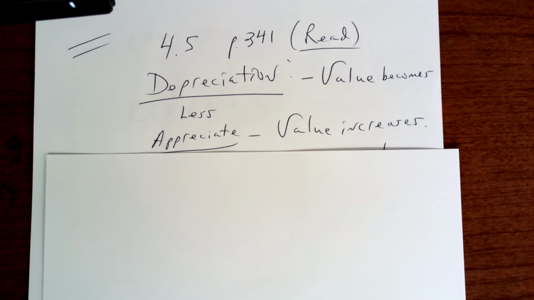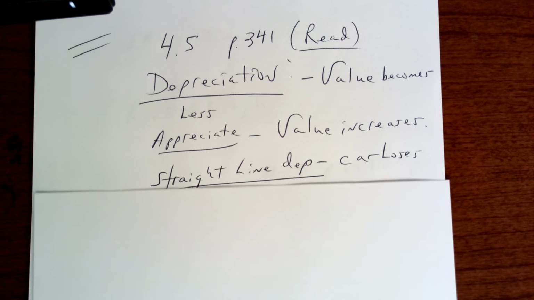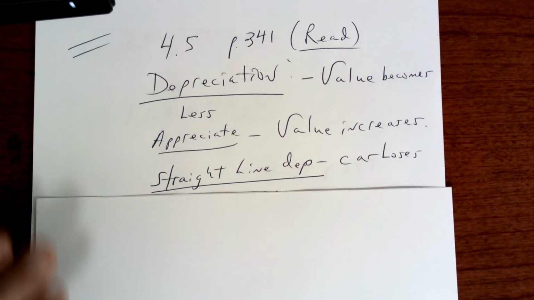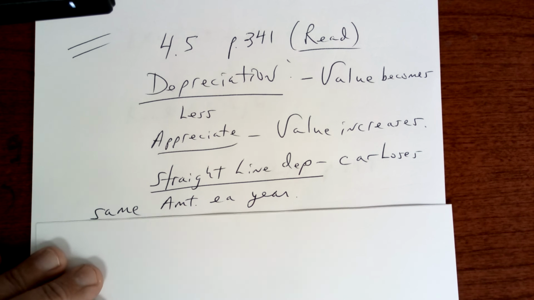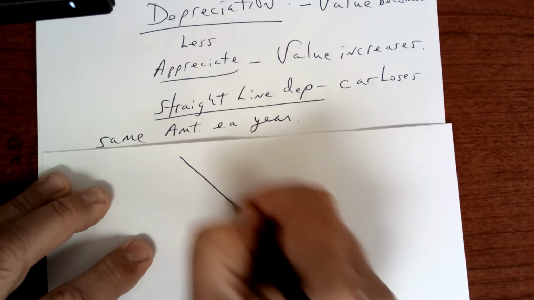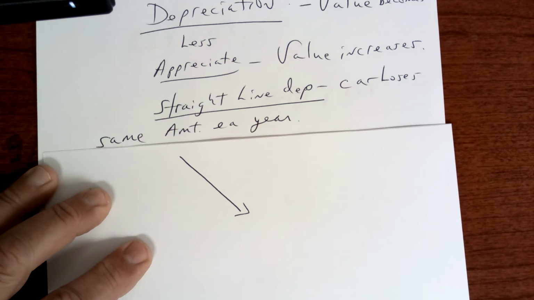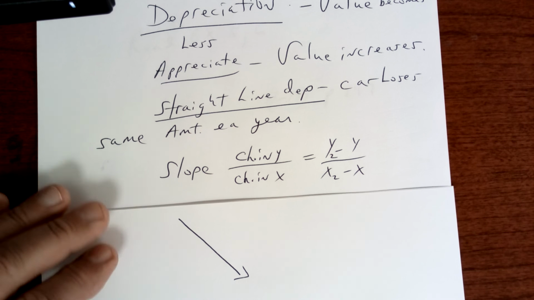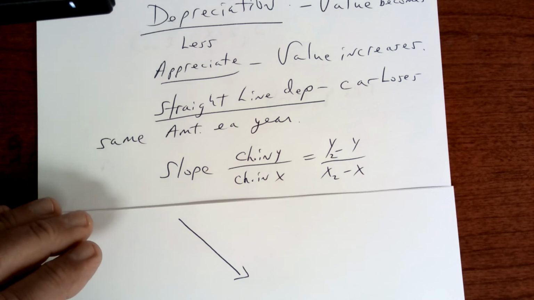How about the Corvette? Straight line depreciation means the car loses the same amount each year. That's linear, so it's going to go down. The price decreases in a straight line. Slope is the change in y over the change in x. Okay, let's keep moving.